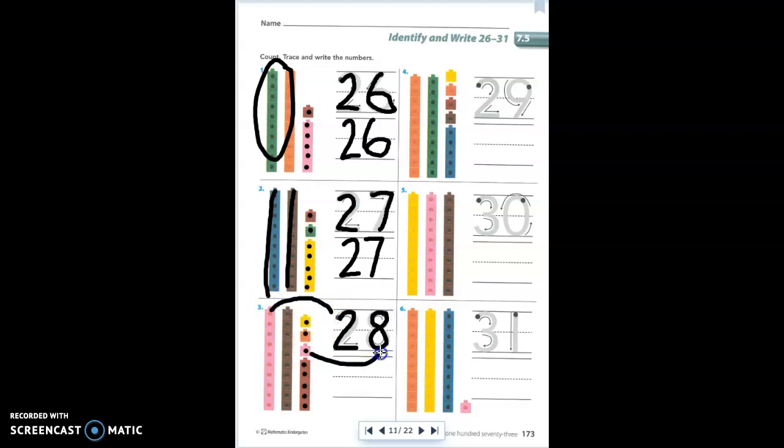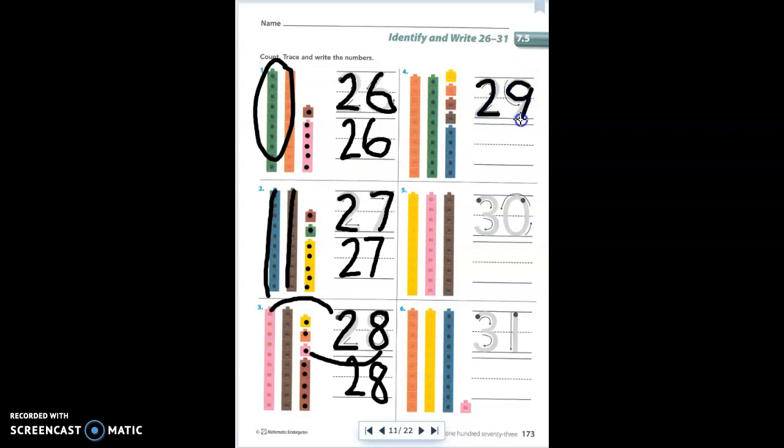The 8 represents the 8 extras. So I will write that 2. Okay, let's go up here. The number is 29. I'm going to trace it.